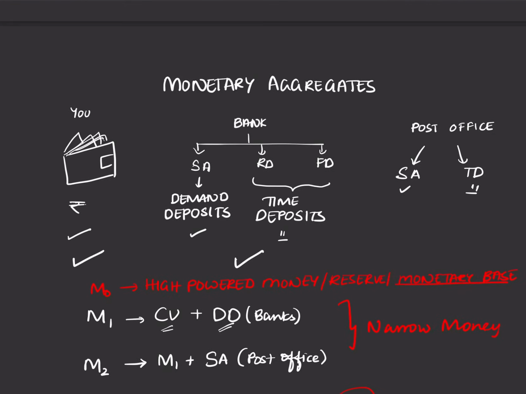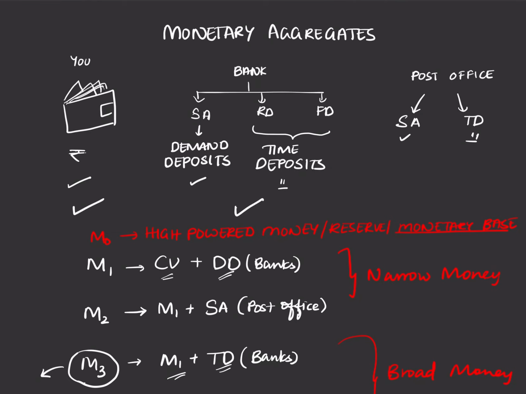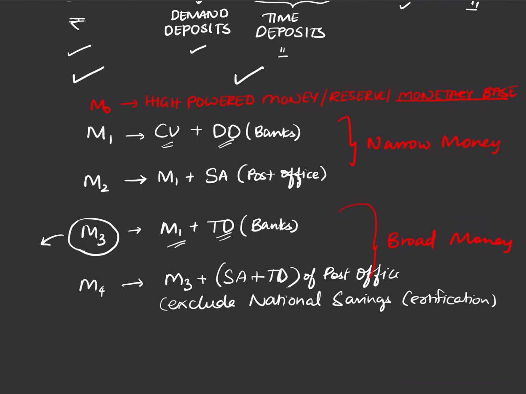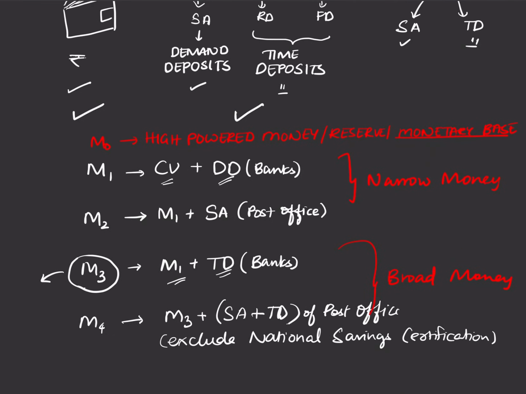So that's about monetary aggregates. We see where all we can store our money and what are the various measures of liquidity that each different storage of money provides to us. And finally, we talked about high-powered money, or monetary base, or reserve money, which is basically all the liability of RBI, or in other words, all the money that the RBI has printed.